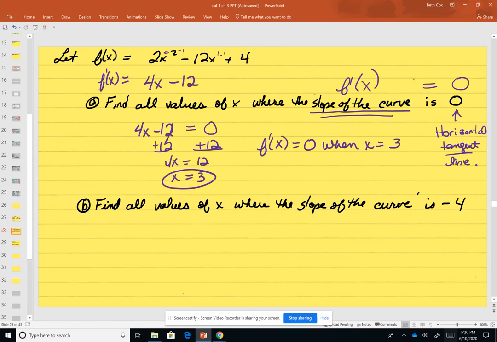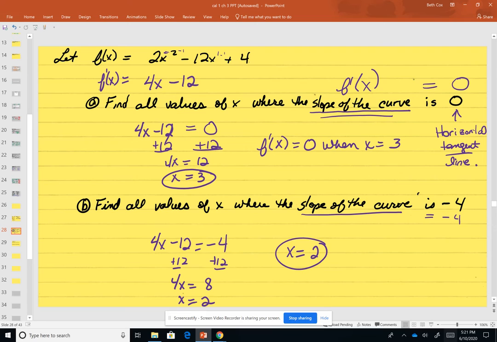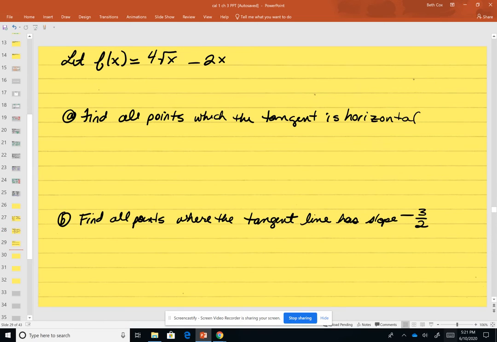Okay, all right, so now this time they want to know the values of x where the slope of the curve is negative 4. So now I've got 4x minus 12 equals negative 4. So add 12 to both sides again, and I get 8. So this time x is going to be 2. So x equals 2 is where the slope of the curve is negative 4. Could do another one of these.